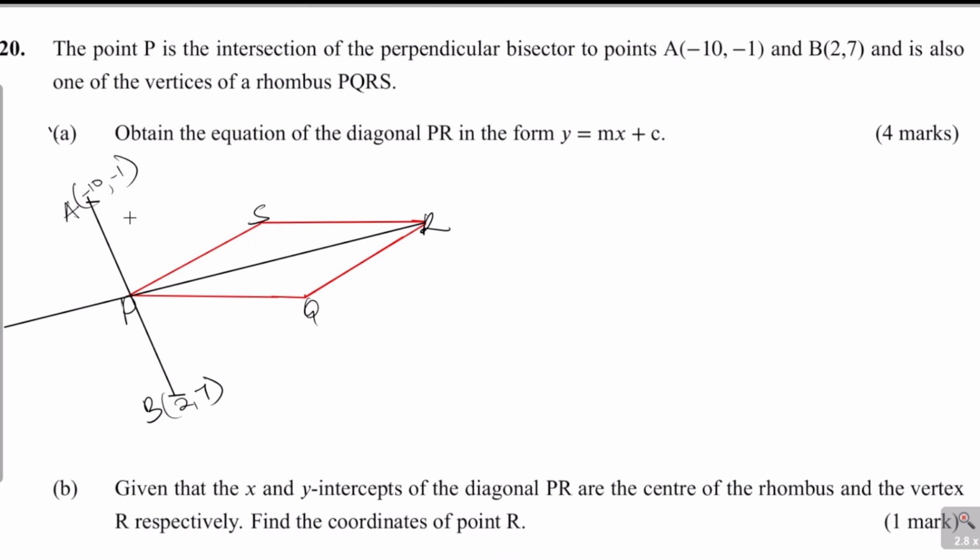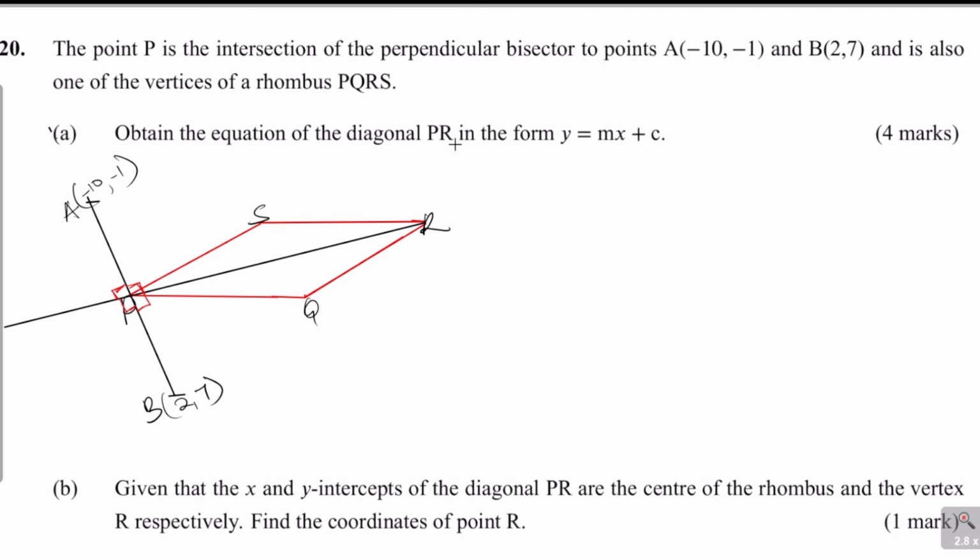And given that the point P is the intersection of the perpendicular bisector to points A and B, this one should meet at 90 degrees, should be perpendicular, like that. So P is there, the center there. Now, having that, I think now we can proceed with the question.